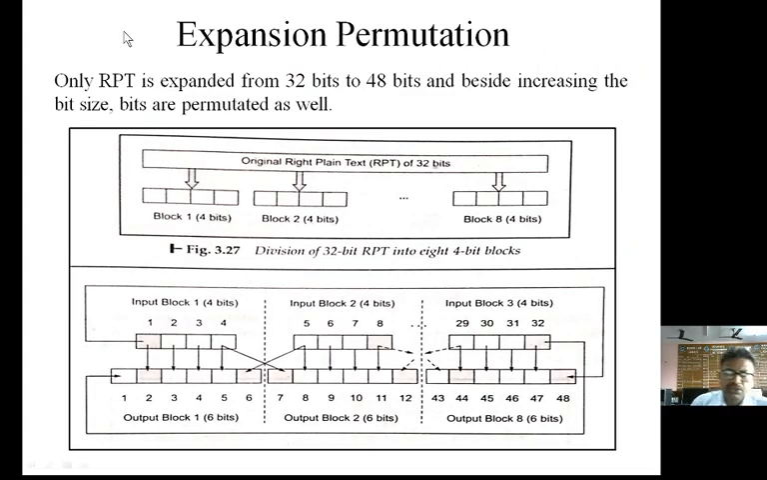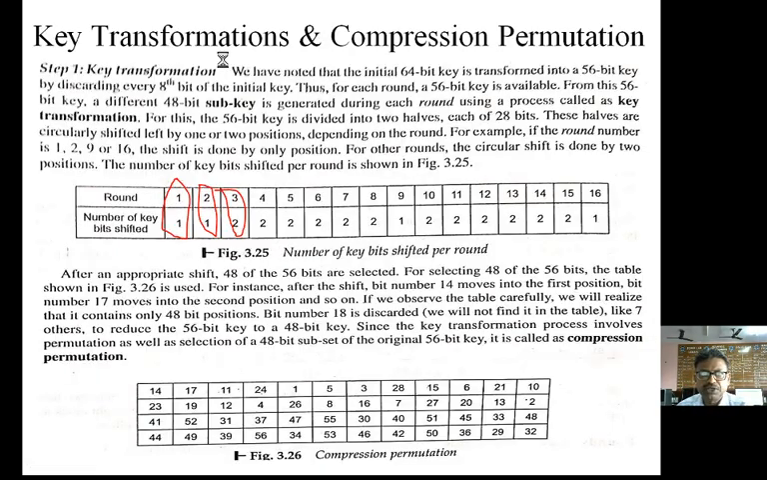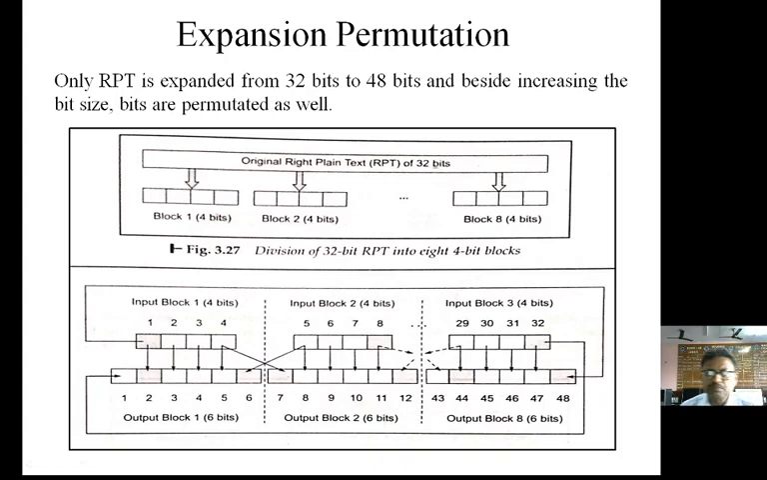After this is the process of key transformation. Now the second one is the expansion permutation. Expansion permutation is applied on the RPT. Why is it done on the RPT? Because the RPT is 32 bits. The key size we have selected for each round is 48 bits, so why not expand this 32 bits into 48 bits, and the process of doing the expansion is called expansion permutation.